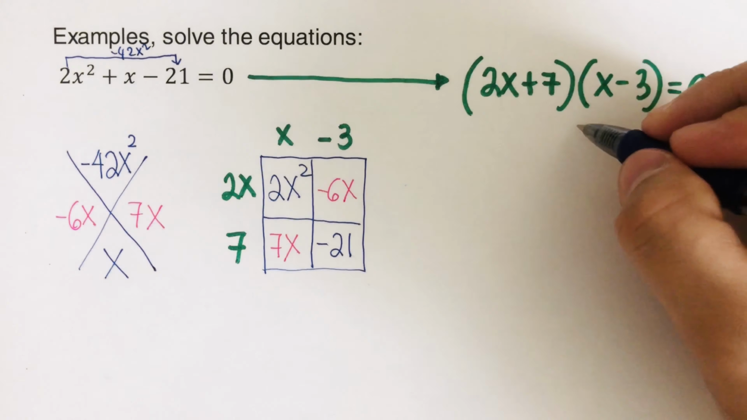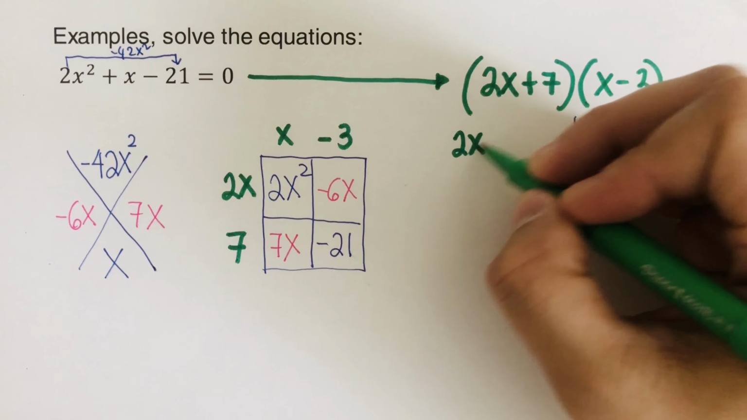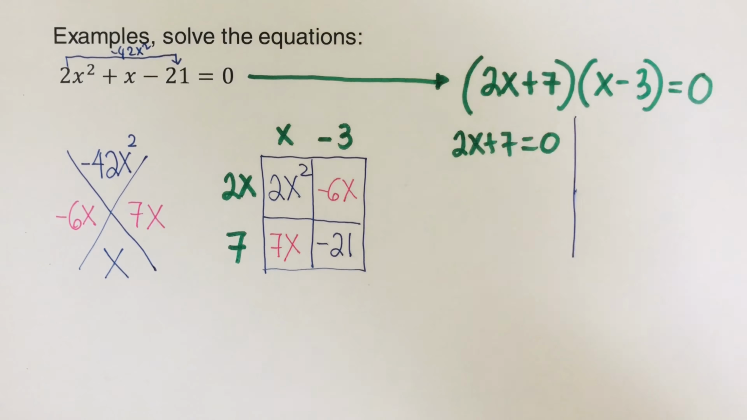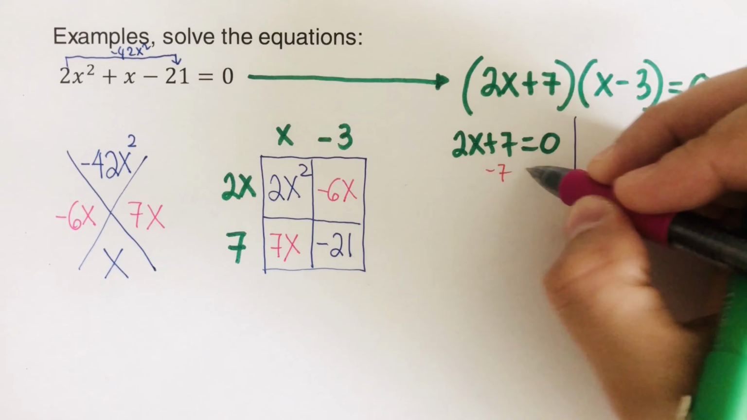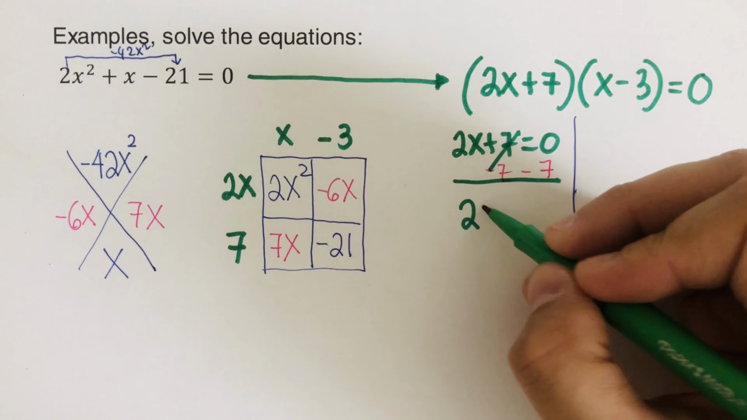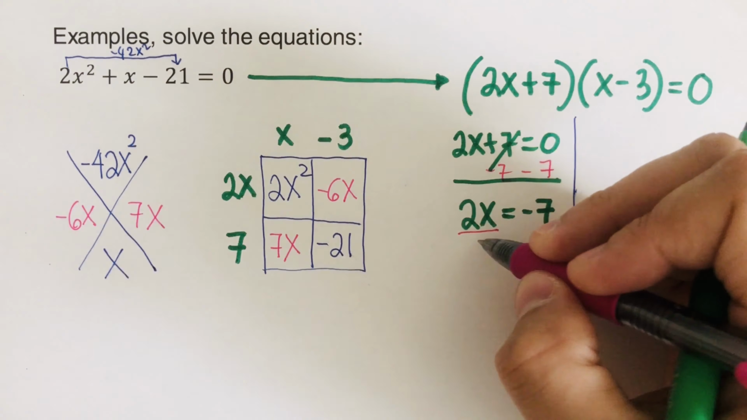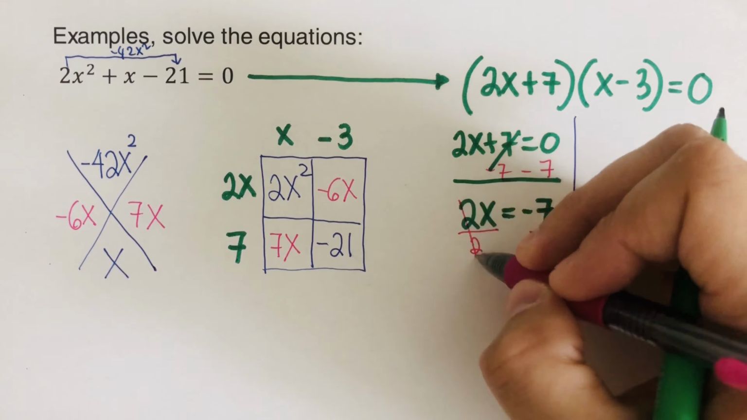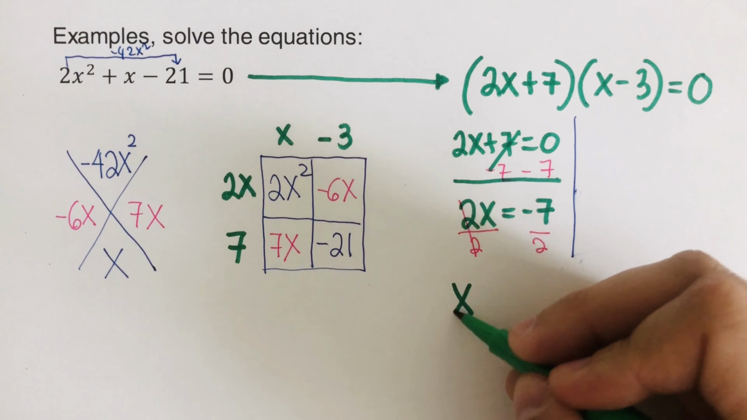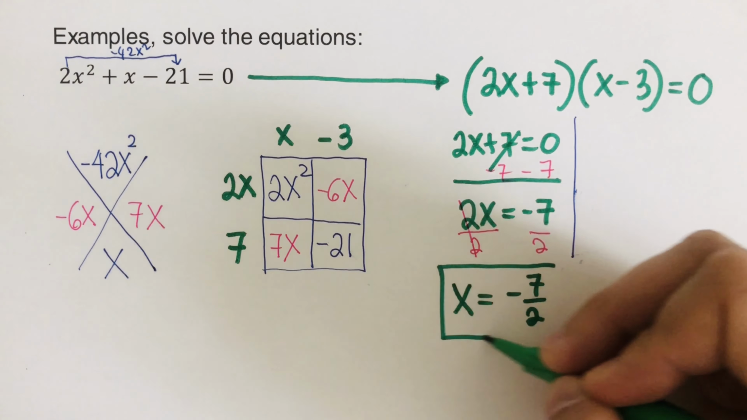So then from here, we use the zero product property. That would be 2x plus 7 equals 0. So minus 7 from both sides, minus 7 here. So we are left with 2x is equal to negative 7. And then we divide both sides by 2. We divide this by 2 here. So then we are left with x is equal to negative 7 halves. So that's the first x.